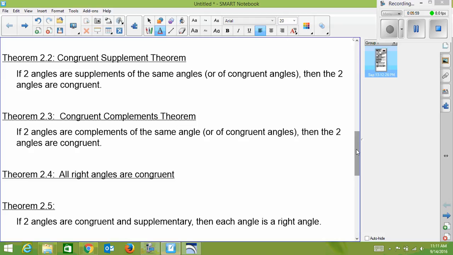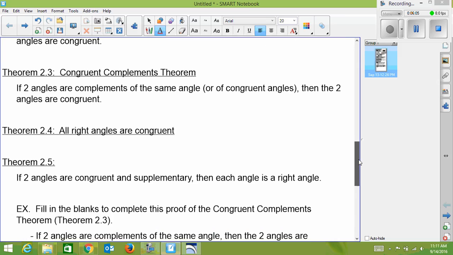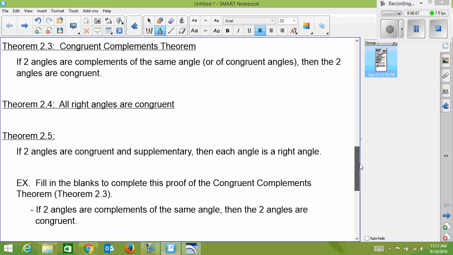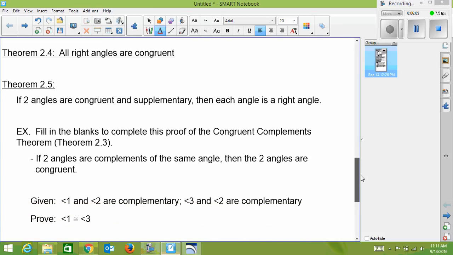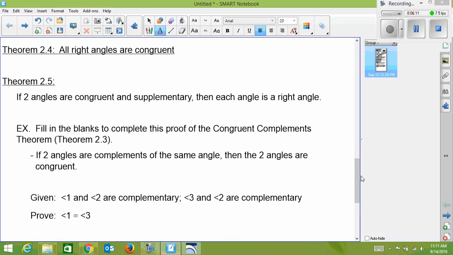Same thing. Theorem 2.4, all right angles are congruent. Again, common sense, right? All right angles are 90 degrees, so they would all be congruent, but there is a theorem to say that. Theorem 2.5, if two angles are congruent and supplementary, then each angle is a right angle, and that would have to be. The only way two angles could be congruent and supplementary, they would each have to be 90 degrees. That's the only way it would work.